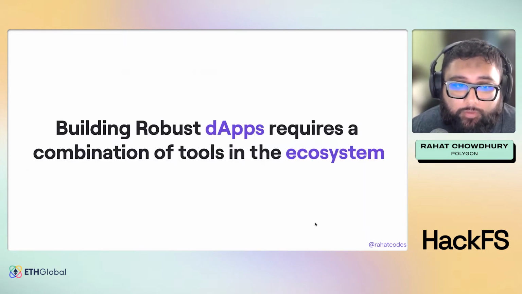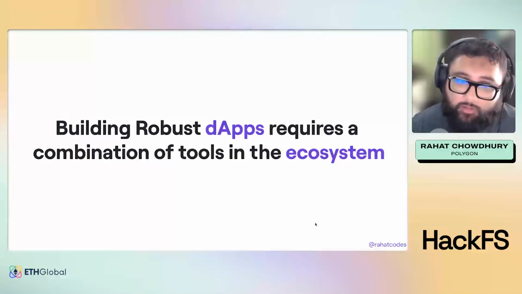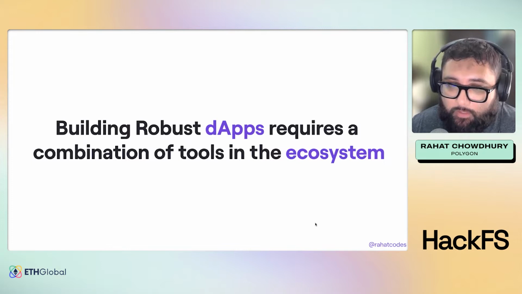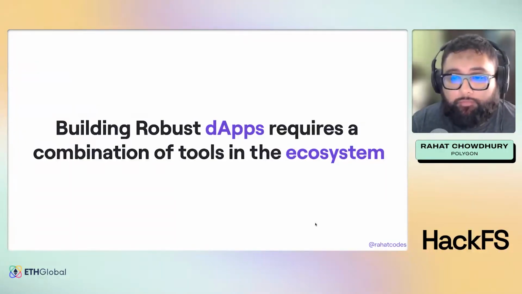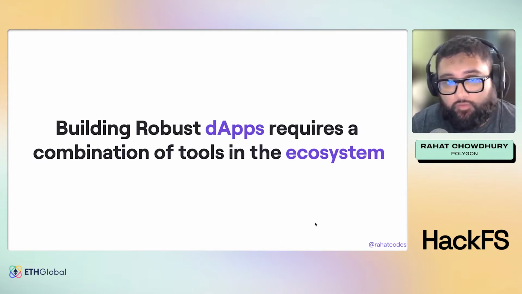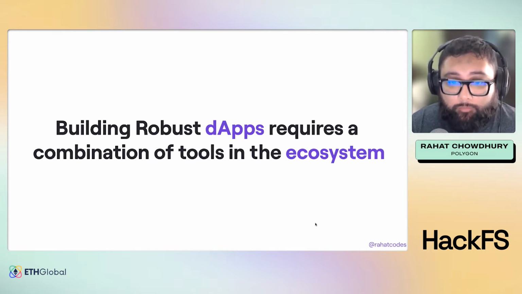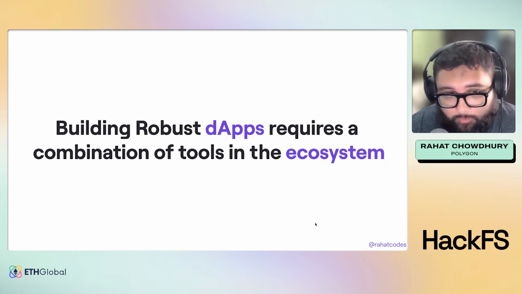So building robust decentralized applications requires a combination of tools in the ecosystem. I just gave you a little bit about Polygon and the proof of stake blockchain. But at the end of the day, if you're going to be building a decentralized application, Polygon is just one part of the equation. You need a few other things to actually flesh out and build a full usable decentralized app. One of those things can be stuff that helps you with storage.